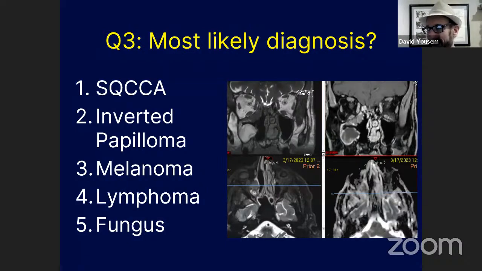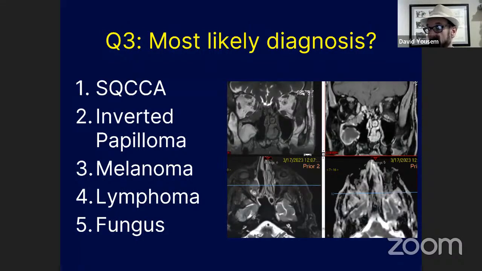Let's see what people say here. So let's share some results, and we have a mixture of different suggestions, including squamous cell carcinoma, lymphoma, inverted papilloma, not so much melanoma, and not so much fungus.